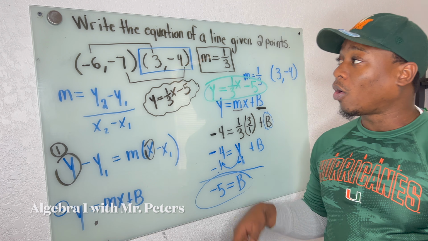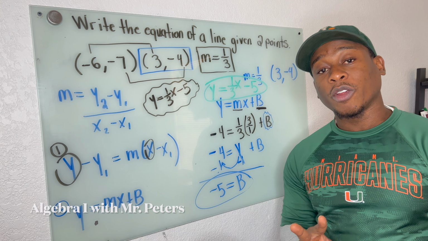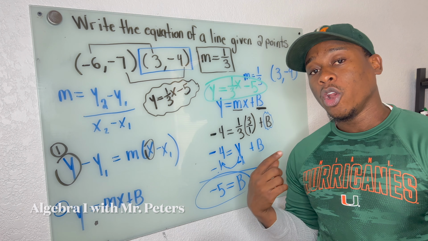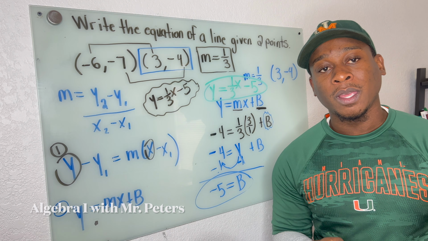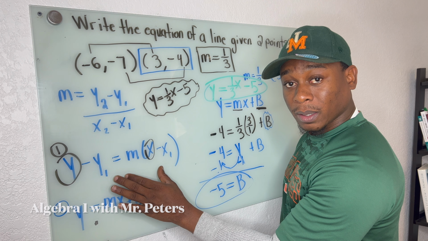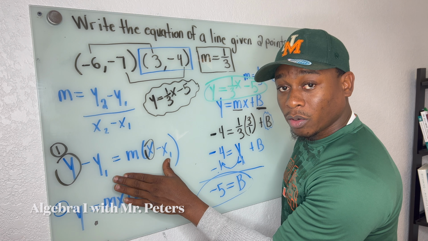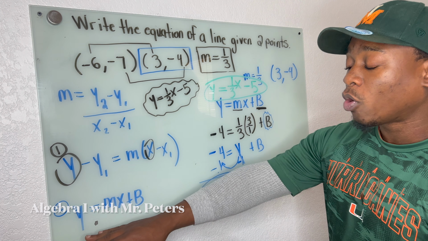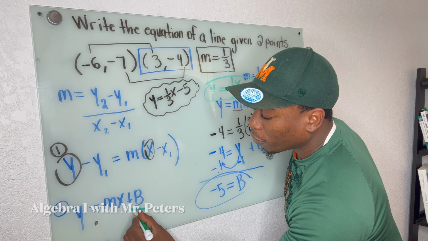So when we're talking about writing the equation of a line given 2 points, remember there are 2 different methods, guys, that we could use. Number 1, we always have to make sure we determine what the slope is. After we determine what the slope is, we can pick a point and use the point slope formula, right? Or we could use our slope formula y is equal to mx plus b and try to solve for b.